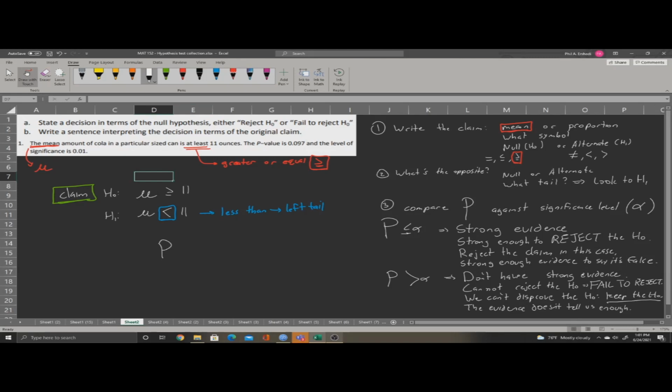Now in our case, our big P value is 0.097 and our alpha is 0.01. 0.097 is definitely greater than alpha 0.01. That means we cannot reject the null. And in statistics we say this is a fail to reject situation. Therefore, we will box in the null to remind ourselves that we can't disprove this. And so we have to stick to this and say that mu is greater than or equal to 11 based on our evidence. So we'll say that we cannot disprove the claim.